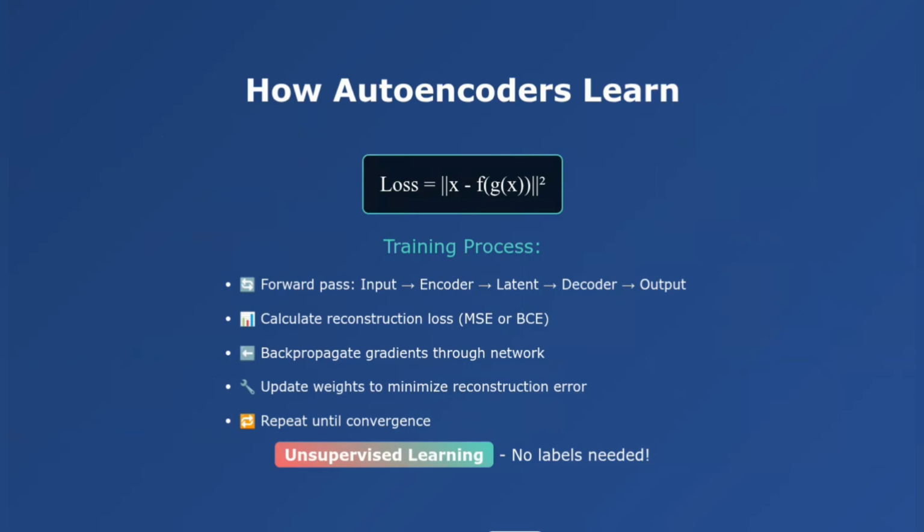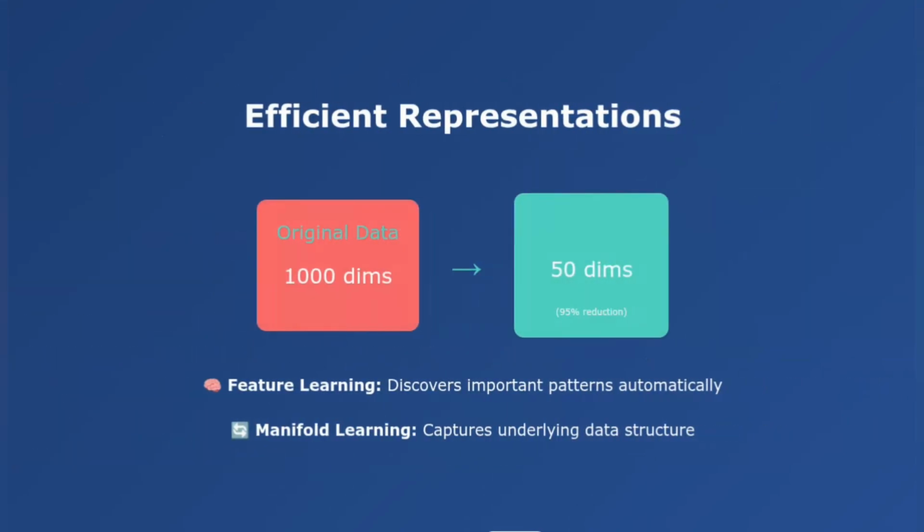The loss function looks like this. L equals the norm of x minus f of g of x squared, where x is our input and f of g of x is our reconstruction. During training, gradients flow backward through both the decoder and encoder, adjusting weights to improve reconstruction quality. It's unsupervised learning at its finest, no labels needed. As training progresses, you'll see the reconstruction loss decrease, meaning your autoencoder is getting better at capturing the essential patterns in your data.